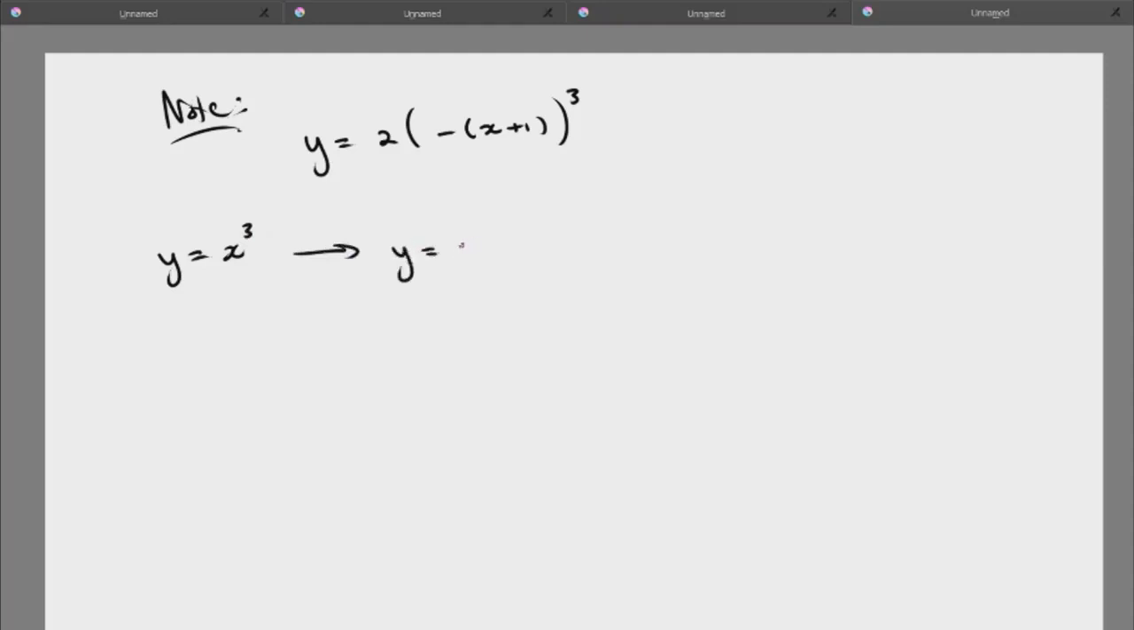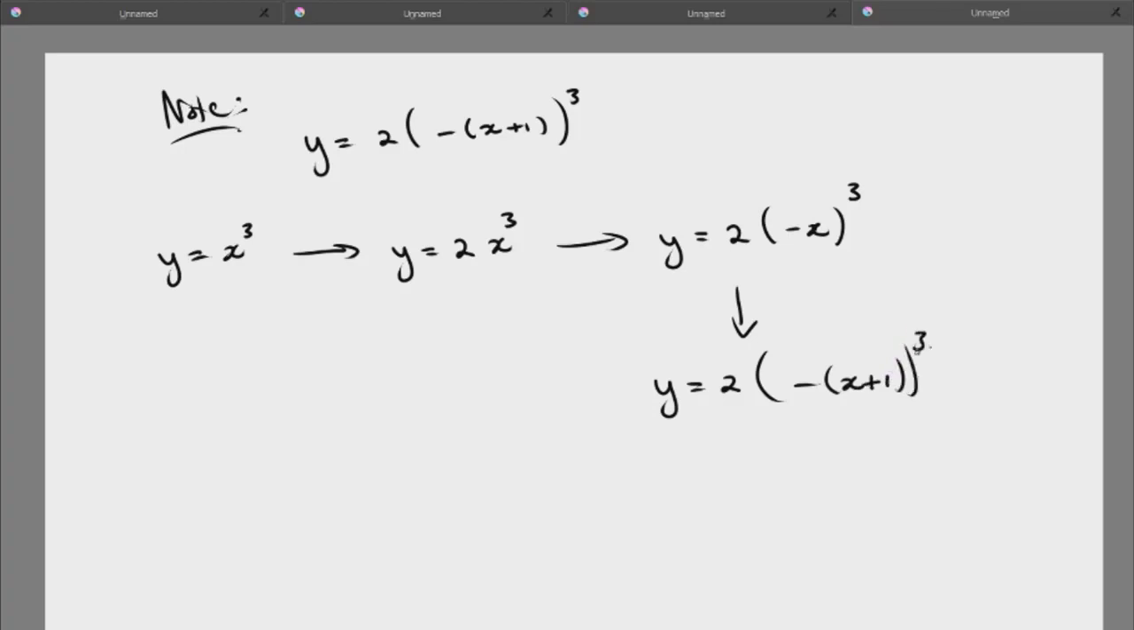I like to take care of the 2, which is a vertical stretch. Then I can replace the x with a negative x, like so, and I can squeeze it in. Then I replace x with x plus 1, like so. Nothing wrong with that. So graphically I'm going to stretch it vertically, reflect it horizontally, and shift it to the left by 1.